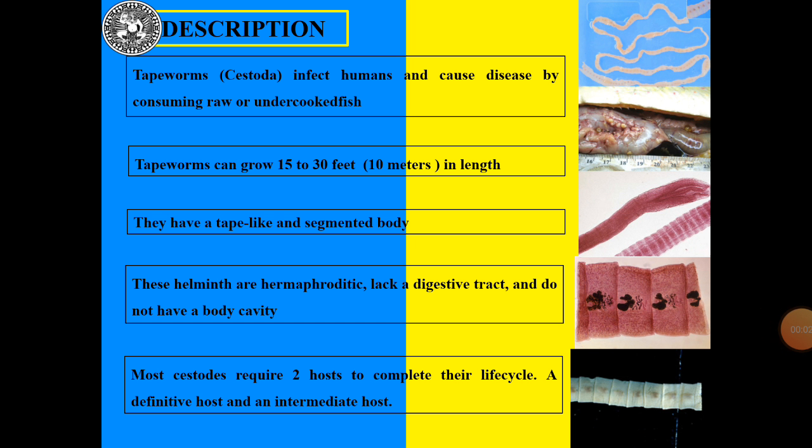Cestoda. Cestoda, or tapeworms, infect humans and cause disease through consumption of raw or undercooked fish. Tapeworms can grow 15 to 30 feet, or 10 meters, in length. They have a tape-like, segmented body. These helminths are hermaphroditic, have a digestive tract, and do not have a body cavity. Most cestodes require two hosts to complete their life cycle, a definitive host and an intermediate host.